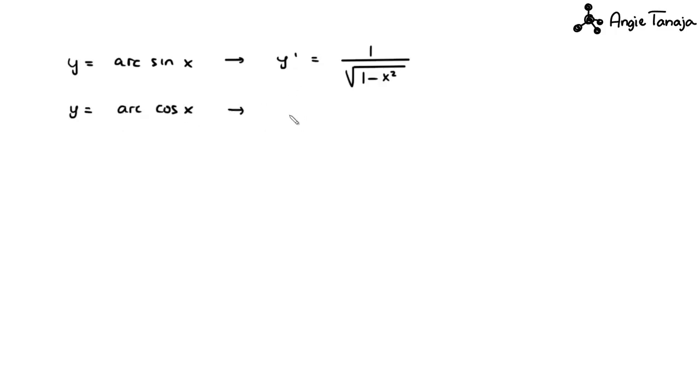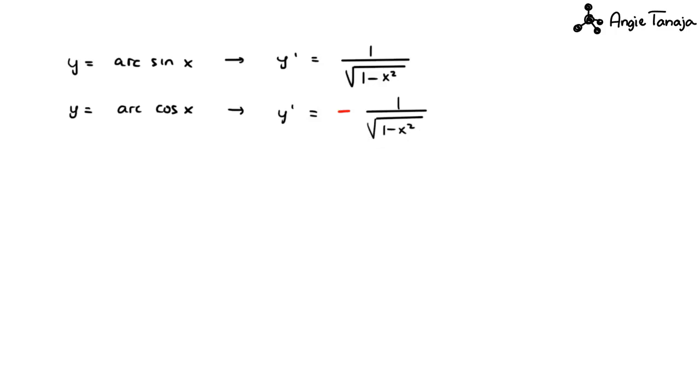Let me just go through this one, the inverse trigonometry. When you have y equals arcsin x, then the derivative will be 1 over the square root of 1 minus x squared. And then we also have arccos. It is very easy because you only need to memorize the arcsin, and for the arccos the difference is only the negative. You add the negative in front of the fraction.